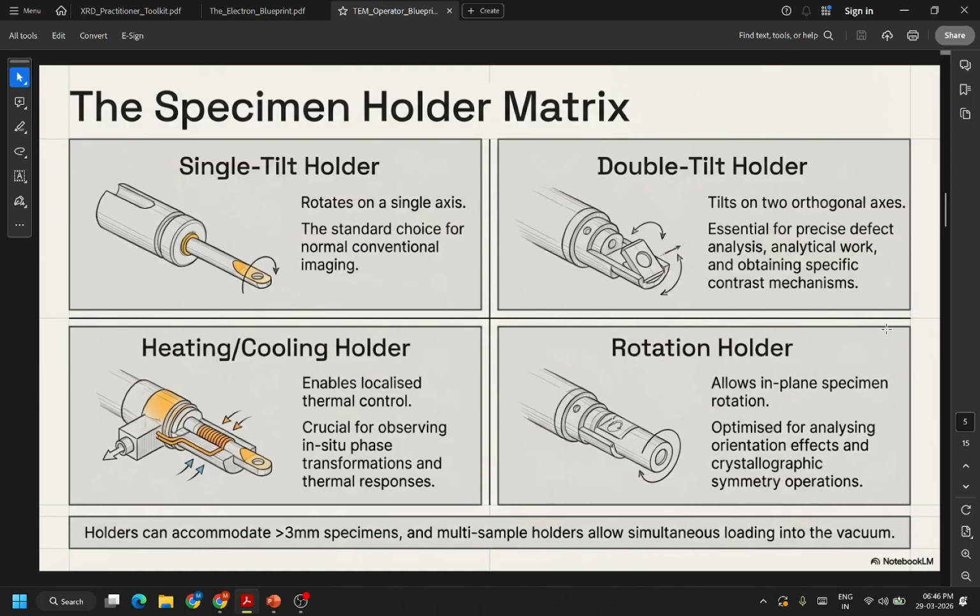So normally holders can accommodate specimens around 3 millimeters in size, and you can also have multi-sample holders, which allow multiple specimens to be loaded simultaneously into the vacuum. So you don't have to keep changing the sample every time by breaking the vacuum.